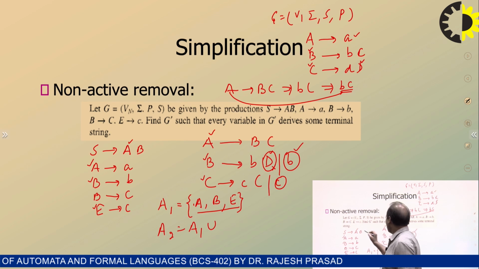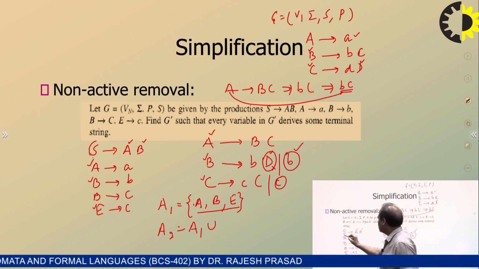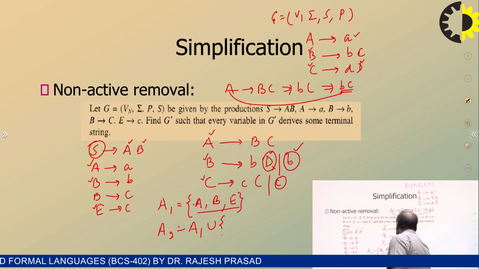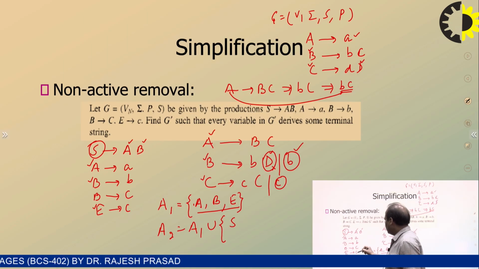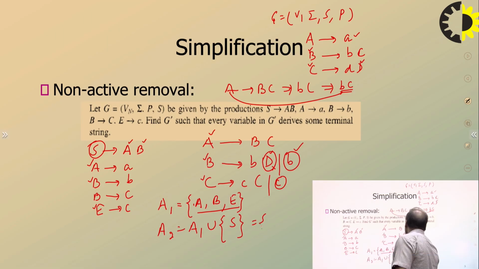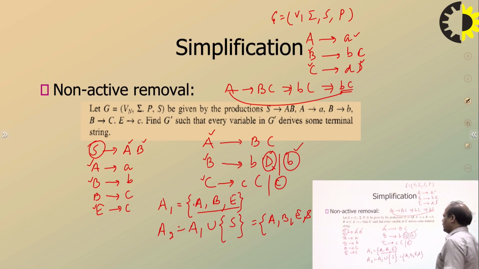AB are in the right hand side. So S is going to be included in the set of active variables. Clear? And no other symbols are going to be included. So this becomes AB, E and S. This is the set of active variables 2.